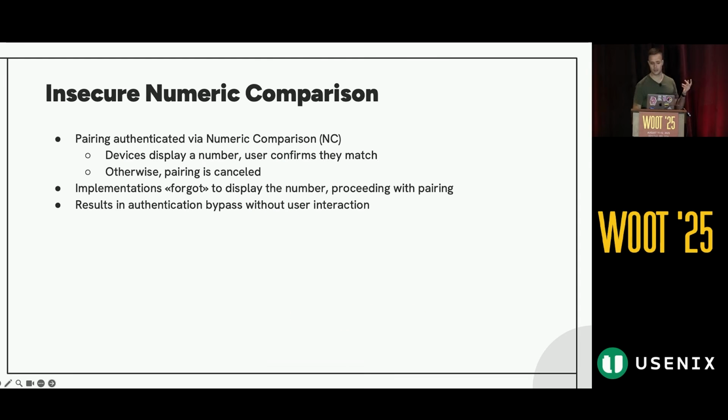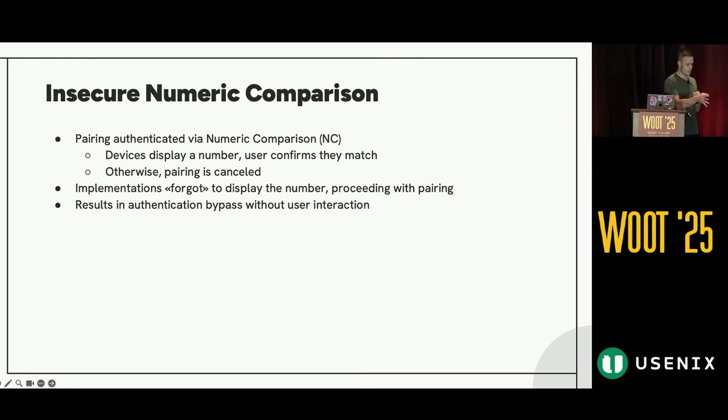And the second one is the insecure numeric comparison. So as we said at the beginning, if someone remembers, pairing can be authenticated with user assistance or out-of-band channels. One of the user assistance methods is called numeric comparison. Basically, the two devices display a 6-digit PIN code, and the user has to press OK on both devices to say, yeah, the code is the same, I confirm I want to do this.